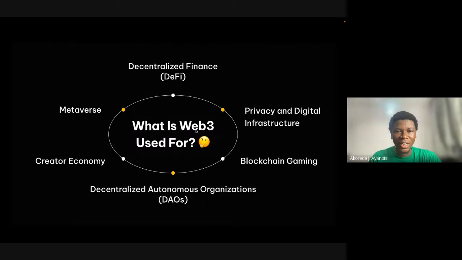So what is Web 3 for? Like I said, one of the questions you're going to ask is, okay, this Web 3 that everyone is just talking about, what is it for?